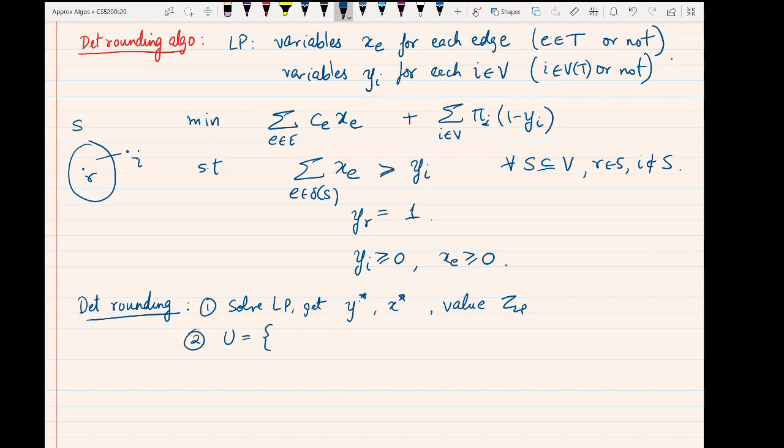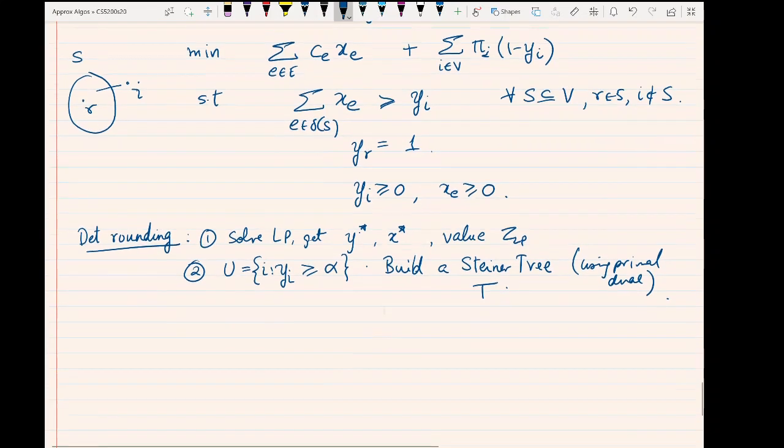You look at the set of vertices which have large y_i value. And on them, you build a Steiner tree using the primal dual. So you just look at the i's which have large y_i value and build a Steiner tree on them. And we had the following two properties that we wanted to check. So this is all. You build a Steiner tree and you output T.